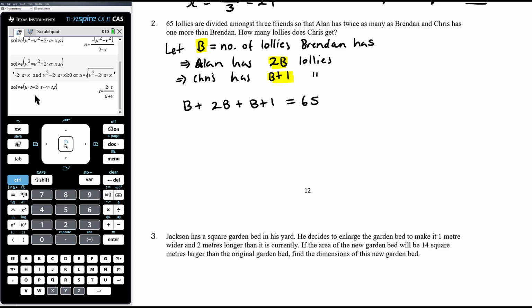Then we can solve that equation. b plus 2b plus b is 4 lots of b, plus 1 equals 65. So 4b equals 64. Dividing by 4, 40 divided by 4 is 10, and then 24 divided by 4 is 6, so it's 16. So that is the number of lollies that Brendan has. What does the question actually ask for? It asks how many lollies does Chris get. Chris gets b plus 1, so therefore Chris gets 17 lollies.